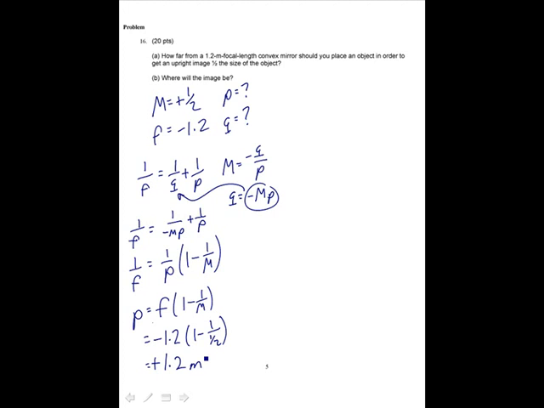And then I also want to find Q. Well, look, I can just plug this in here. It's negative 1/2 times P, which is 1.2. So it's negative 0.6 meters. So those are the answers, and that's all.